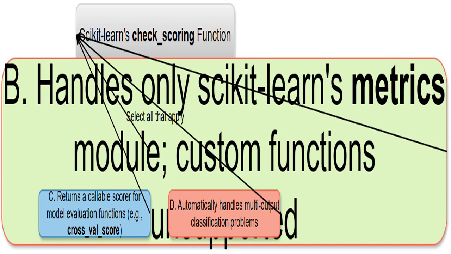This statement suggests that check_scoring only works with built-in scikit-learn metrics. However, this isn't true. Check_scoring is flexible enough to handle custom functions as long as they are correctly formatted. I can make my own specialized scoring functions and use them without any issues.